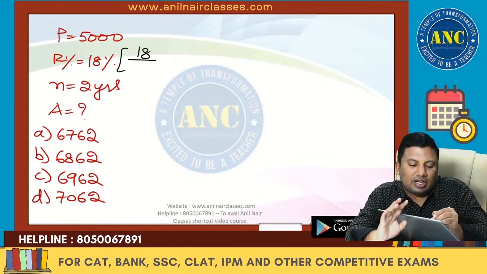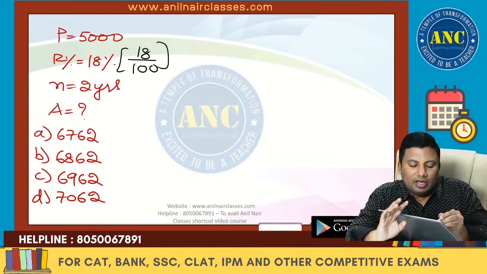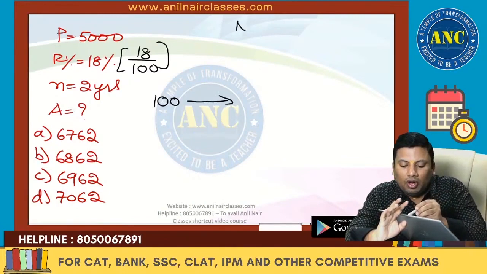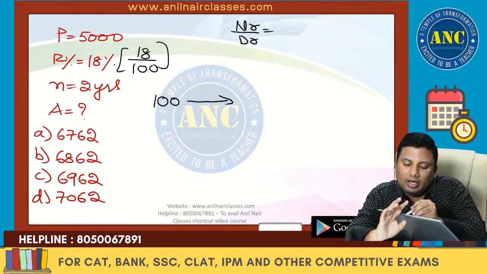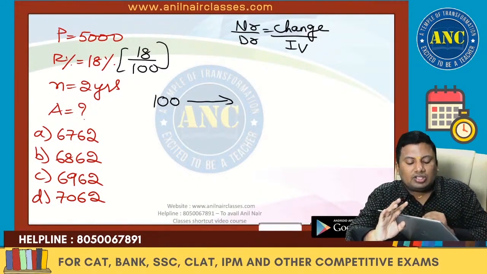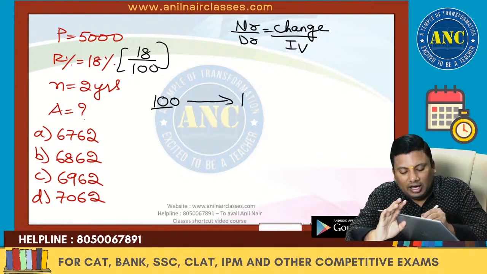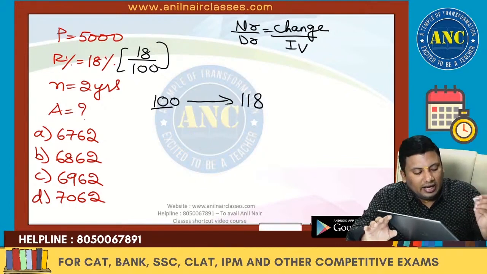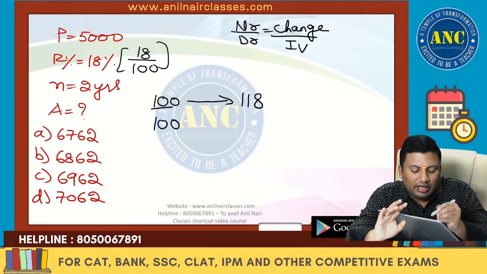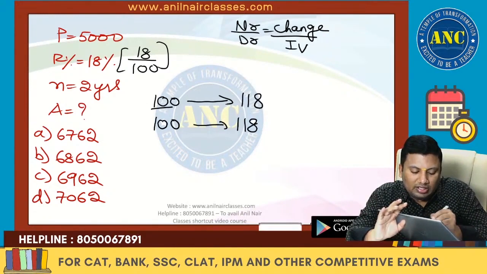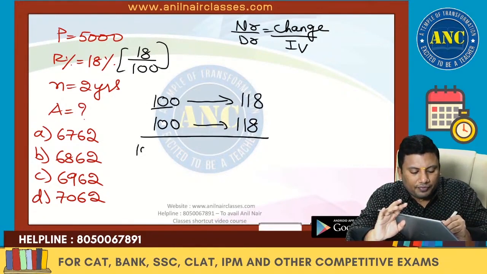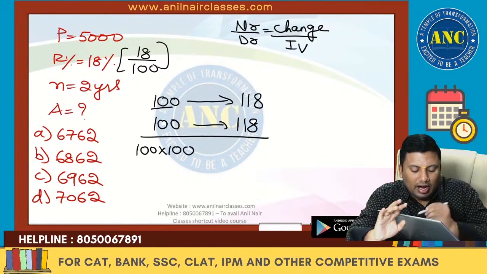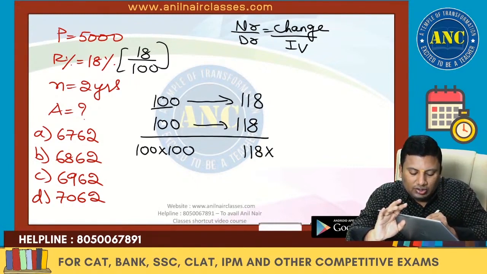18 percentage is nothing but 18 by 100. My friend gave me 100 rupees. After 1 year, I told you already, numerator by denominator. Numerator always represents the change. Denominator represents the initial value. 100. After 1 year, I will give 18 rupees more, so it is 118. It is for 2 years. Second year also it is 100. So this will be 118 by 100 into 118 by 100, and it is nothing but 118 into 118.